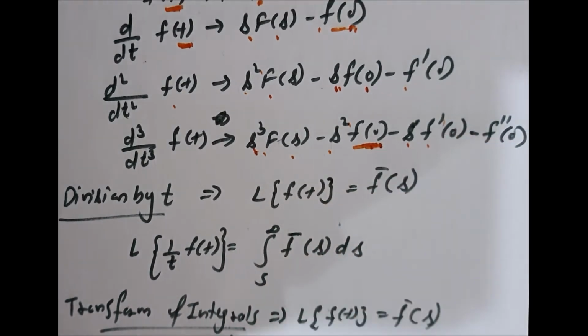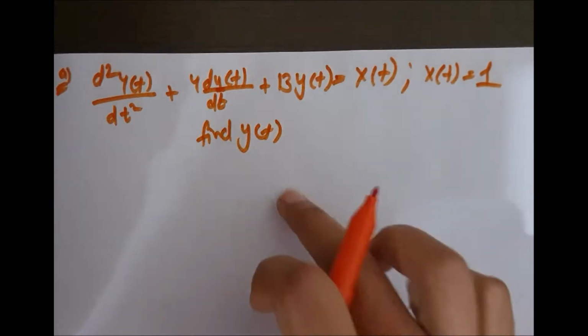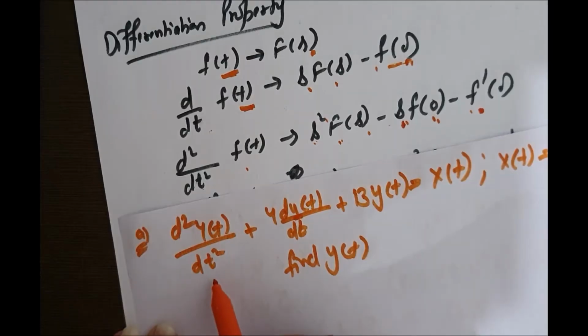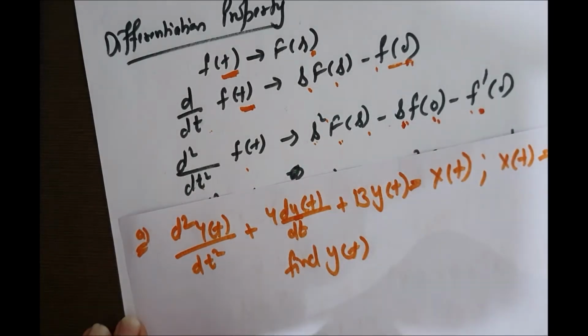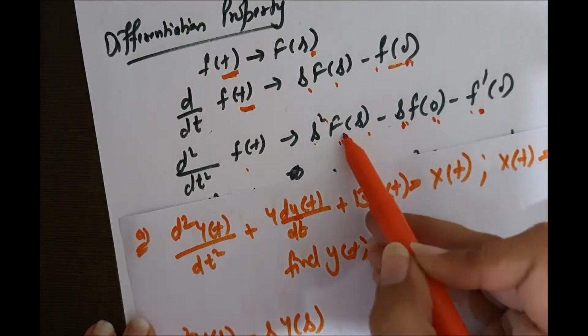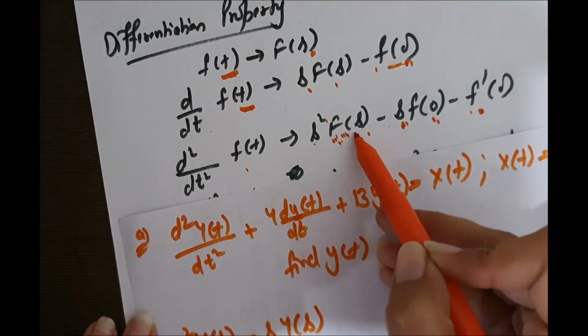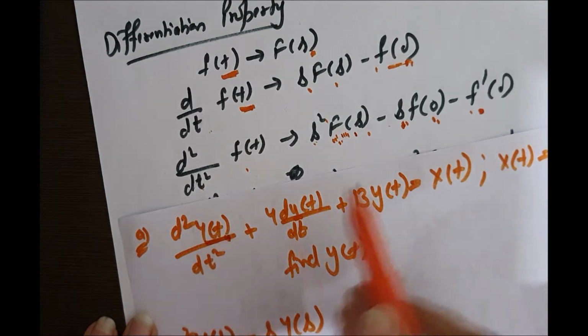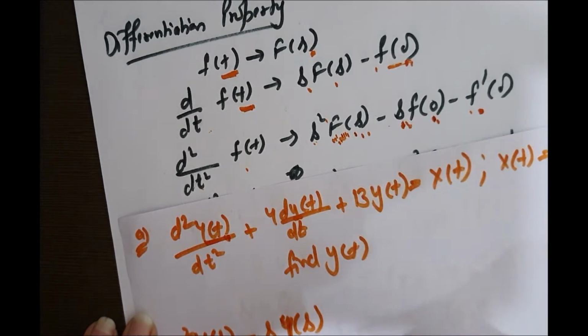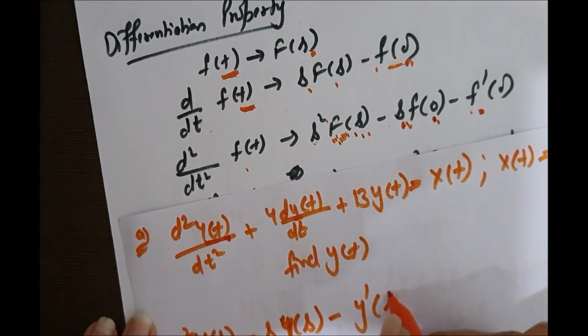Let's see with the help of an example. Now we are given with this example. Here double differentiation is there, so apply this. This will be s square Y(s) minus s. I am applying this s in place of F(s). Here y(t) is there, so Y(s) minus s, Y(s) minus y dash (0).